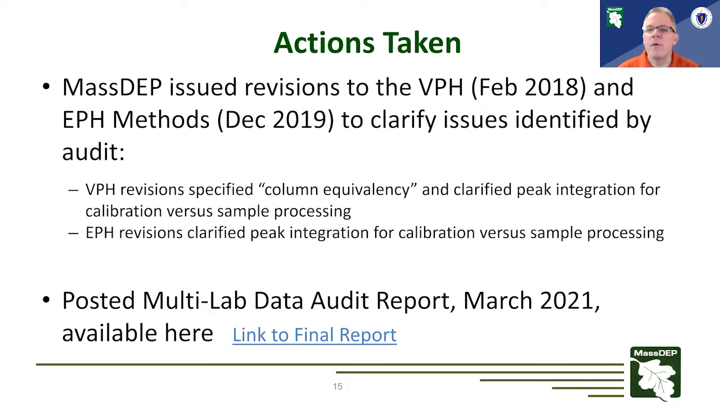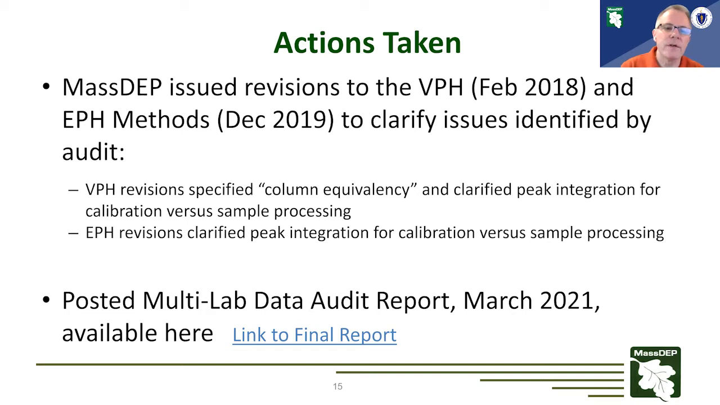And so what happened as a result, when we got these results back in around 2018, is that we looked at the issues that were causing some of these calibration errors, and the methods were revised. The VPH was revised in February 2018, and EPH was revised in December of 2019 to clarify these issues. And they're right on the front page of each method. You've probably seen it, they're highlighted.